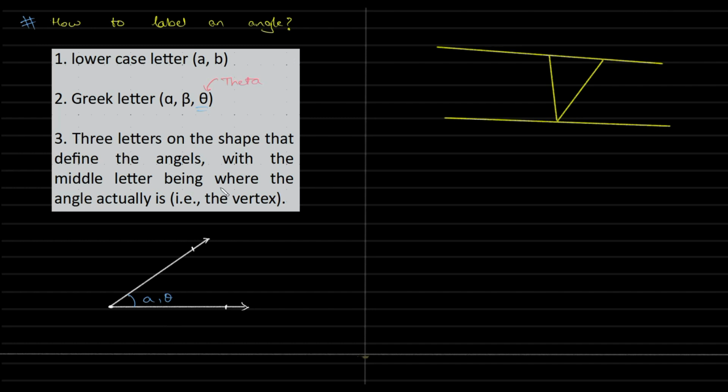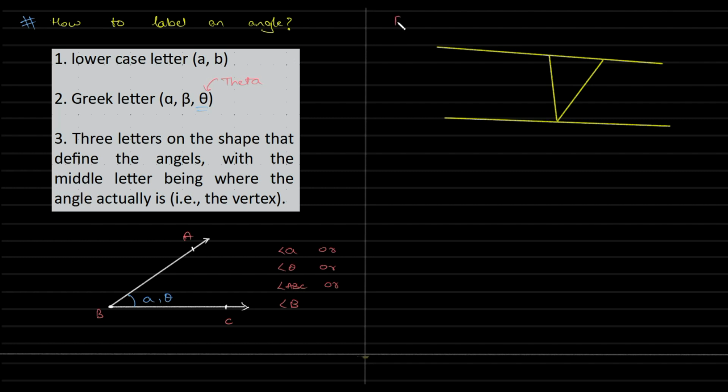We can also use 3 letters on the shape that defines the angle. Okay, let me show this. Say this is A, B, C, with the middle letter being where the angle actually is. That is the vertex. So you can name in this manner. That is, this is angle A, or angle theta, or angle ABC. In some cases we can go with angle B also. Right? So how to make use of it?